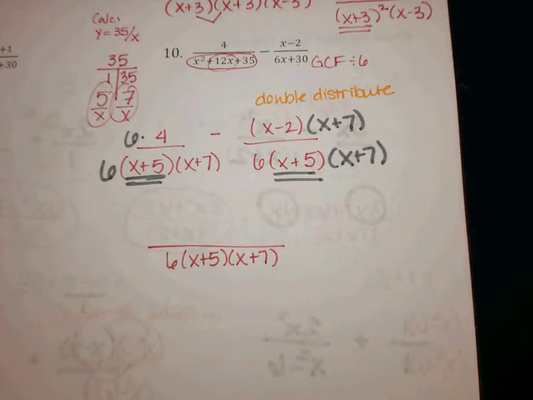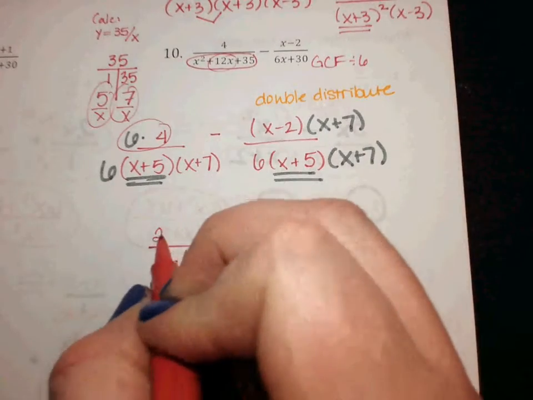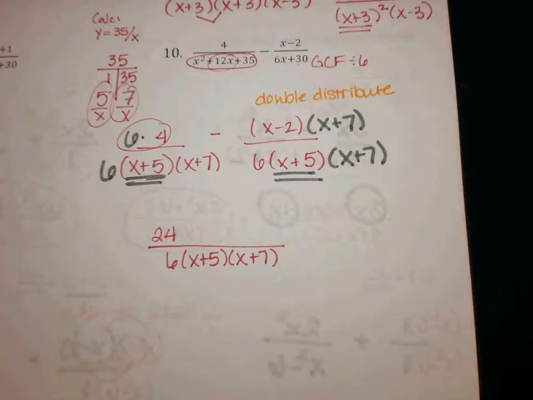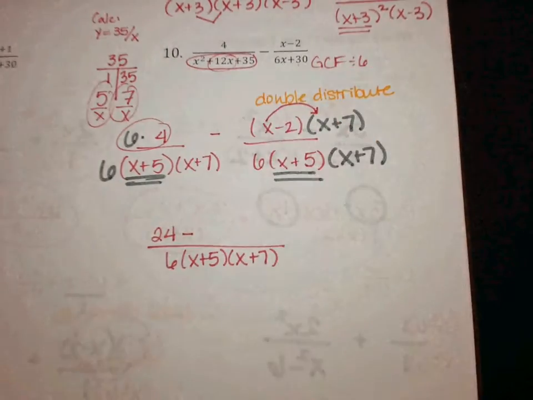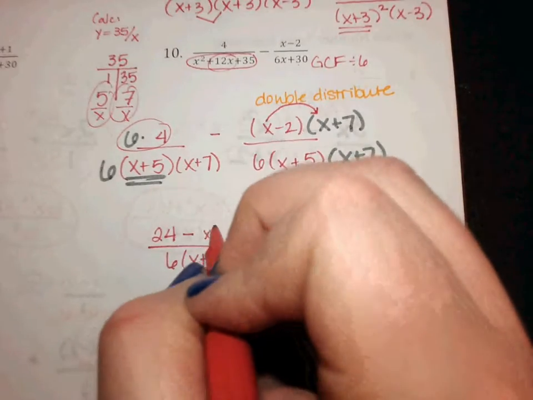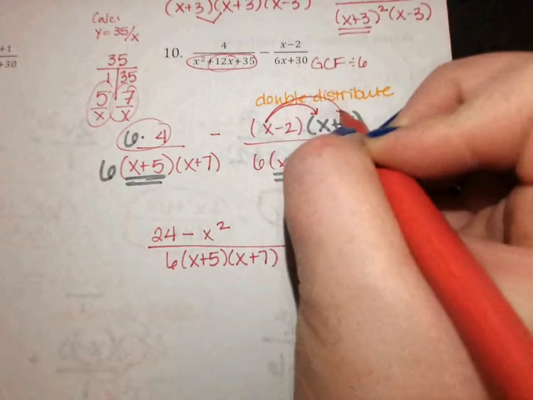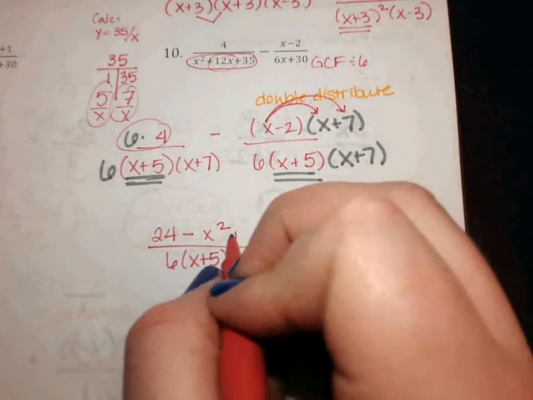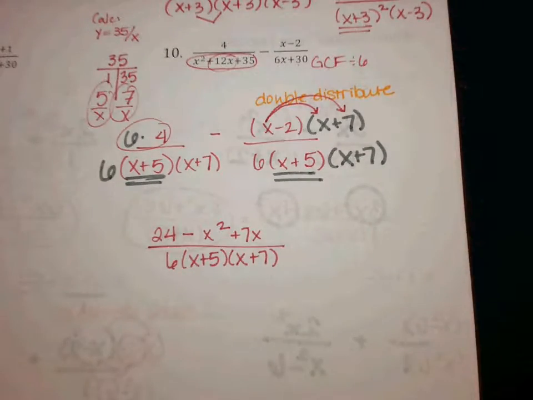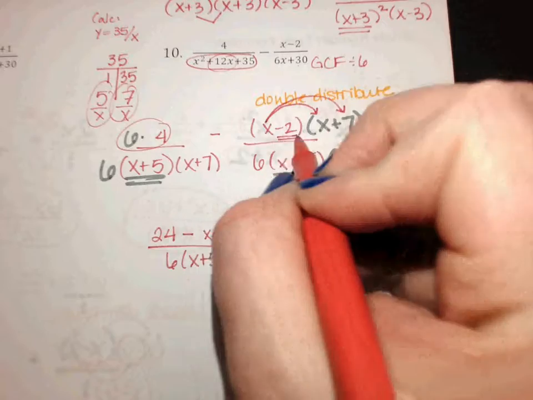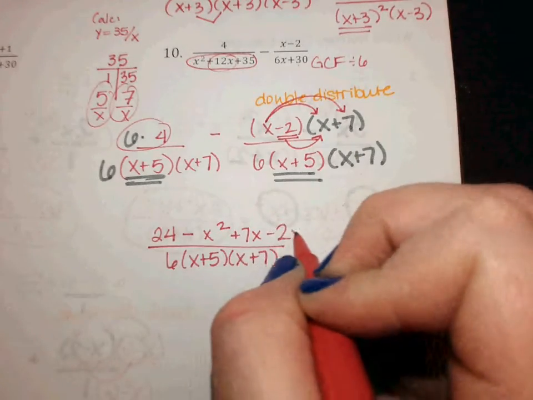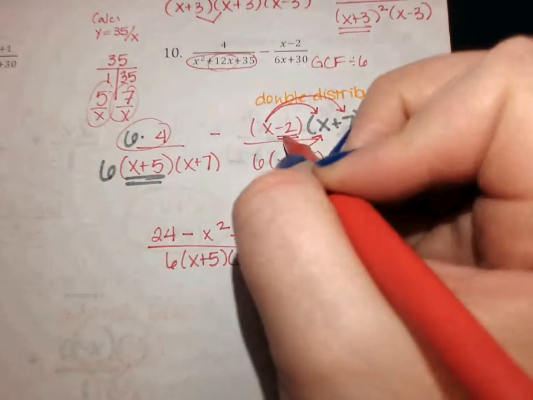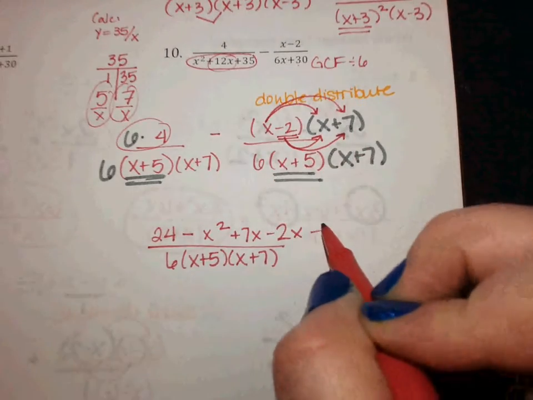And then on top, 6 times 4 is how many? 24. Okay, minus x times x is how many? X squared. x times 7 is going to be a 7x. Okay, then I go to my minus 2 here. Minus 2 times x is a minus 2x. And then minus 2 times 7 is a minus 14.